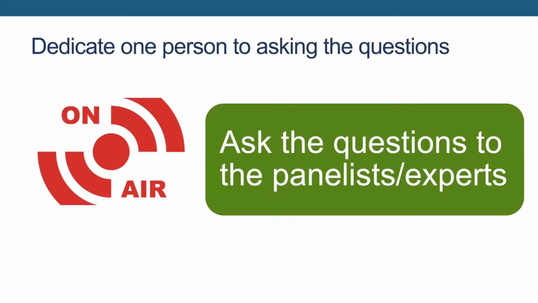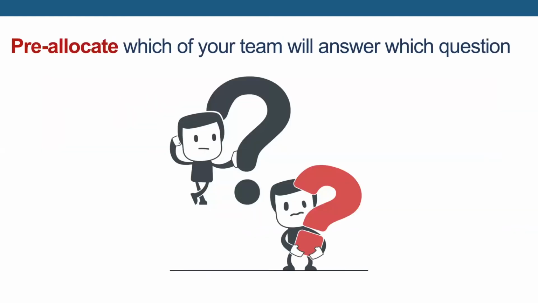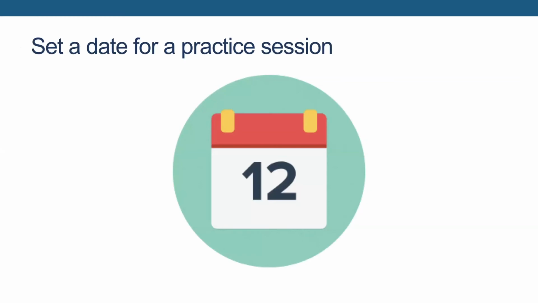You can dedicate one person to asking the questions. If you want to present the questions in a question and answer type of fashion, then you can ask the questions to the panelists or experts and they can answer them. Make sure you've pre-allocated which of your team will answer which question, and don't surprise them with a question they didn't know was coming up. So make sure everybody's aware of what questions are going to come up, who's going to answer them, and then it will run much more smoothly and people will be ready with a good answer.